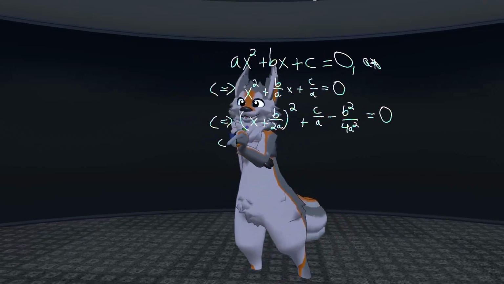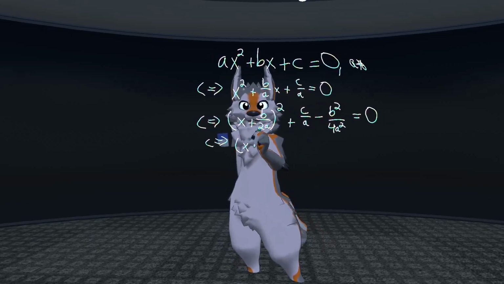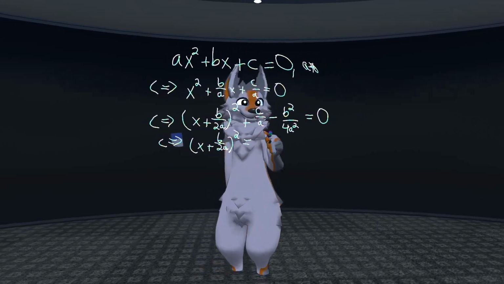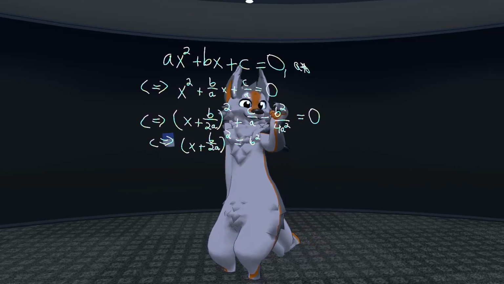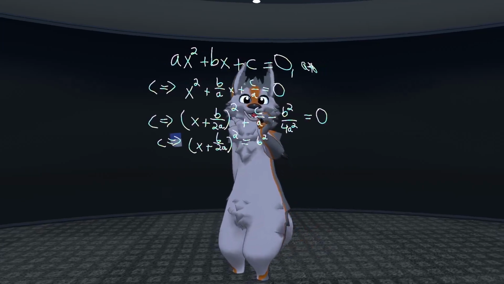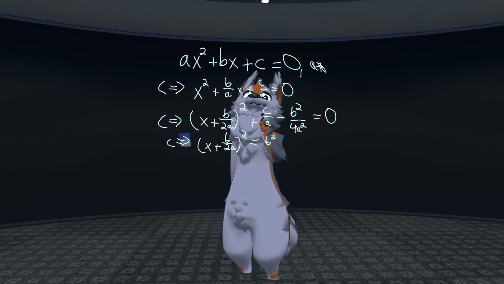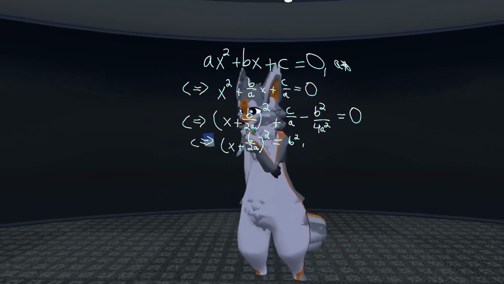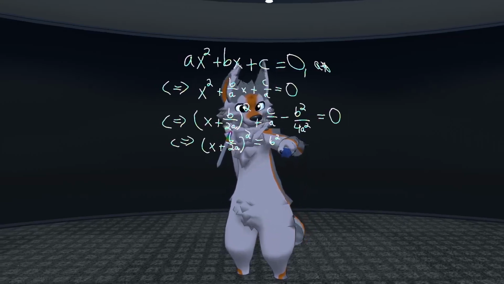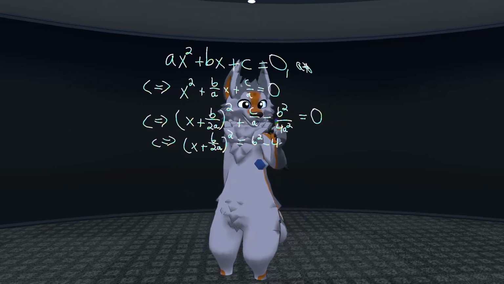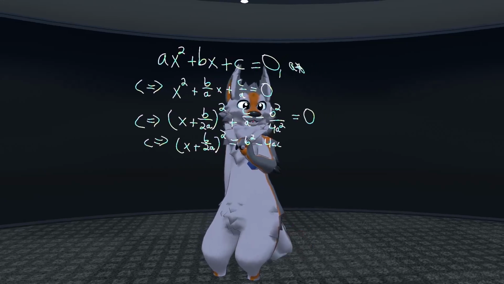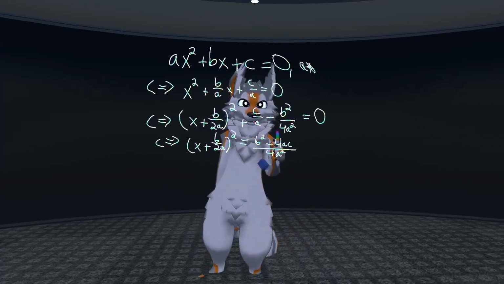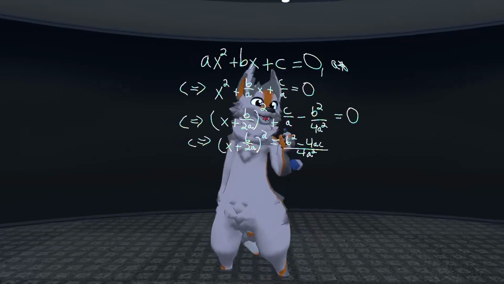Now all we got to do is move some stuff to the right hand side, right? So we're going to have x plus b over 2a squared equals, so what is this going to be? Well, we're going to have b squared, coming from this thing. And then let's expand this fraction by multiplying the numerator and the denominator by 4a. So we're going to get minus 4ac, coming from this term over here. And then all of this is going to be over 4a squared, right? Fantastic.